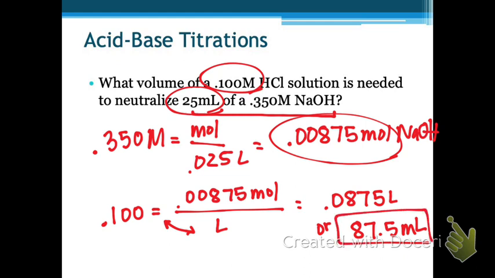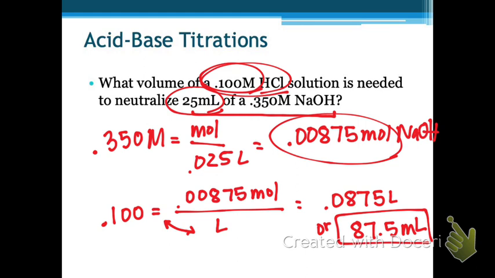So now I want you to take a look at this system, okay? We started with only 25 milliliters of our base. Why does it take us 100 milliliters of our acid to be able to neutralize? If it's a 1-to-1 mole ratio, why is it not a 1-to-1 volume ratio? Yep, bingo. My concentration of hydrochloric acid is less than 1/3 of what my concentration of base is, right?